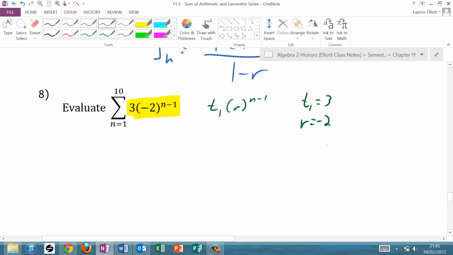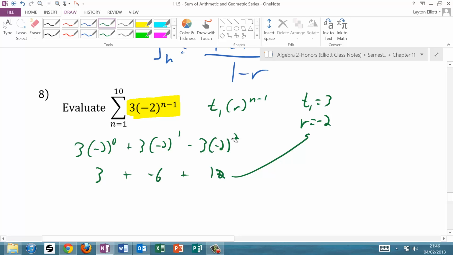But if we didn't, and I wanted to, I could plug in n equals 1. And if I plugged in n equals 1, I get 3 times negative 2 to the 0th power. Then if I plugged in n equals 2, I get 3 times negative 2 to the first power. And if I plugged in 3, I get 3 times negative 2 to the second power. So this would be 3, and this would be negative 6, and then this would be positive 12. So clearly I can see that my r is in fact negative 2 if I couldn't get it from just looking at the equation. You can always start subbing numbers in.